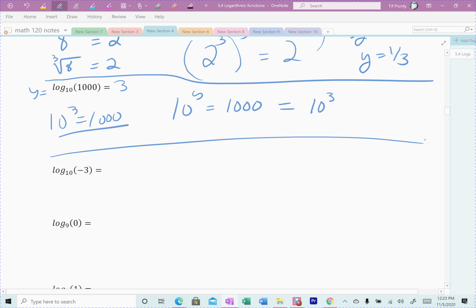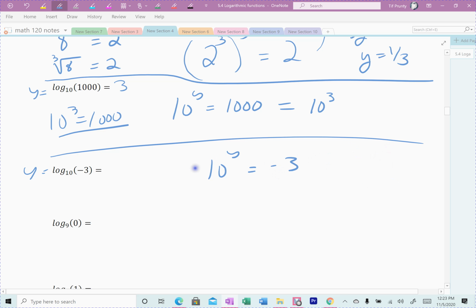The next one's a trick. If we write it out, we'll see what it is. The next one's a special case. If you remember the definition, you should already know what the answer to this one is. So it's 10 to the y equals negative 3. Well, y is an exponent, and when I put negatives in, I get fractions out. And so remember, a always has to be greater than 0.